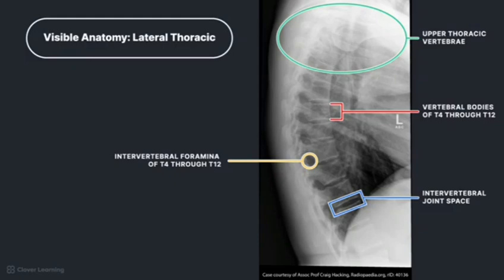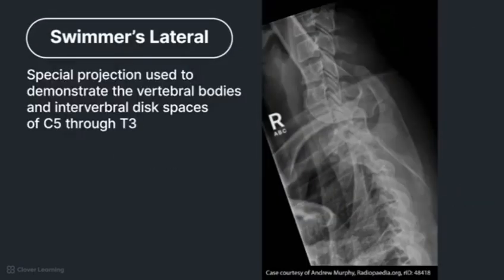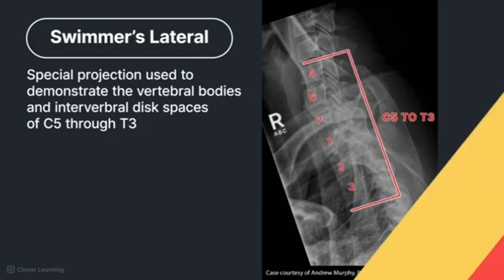From superior to inferior on this image, we can see the intervertebral foramina, thoracic vertebral bodies, and open intervertebral joint spaces. Notice how the upper thoracic vertebrae are obscured, as previously mentioned. Because of this, let's take a look at what a cervicothoracic swimmer's lateral projection would look like. This swimmer's lateral is a special projection used to demonstrate the vertebral bodies and intervertebral disc spaces of C5 through T3. It can be used in both cervical and thoracic radiographic series to better visualize the area.